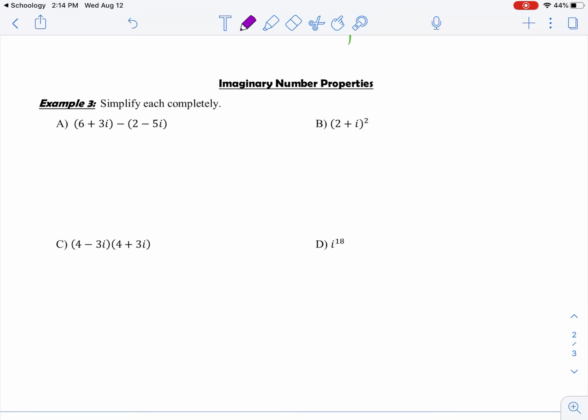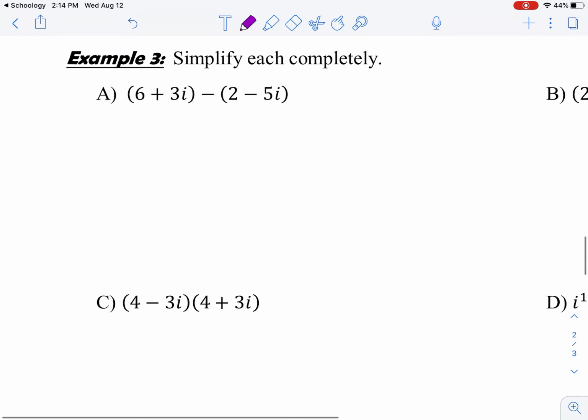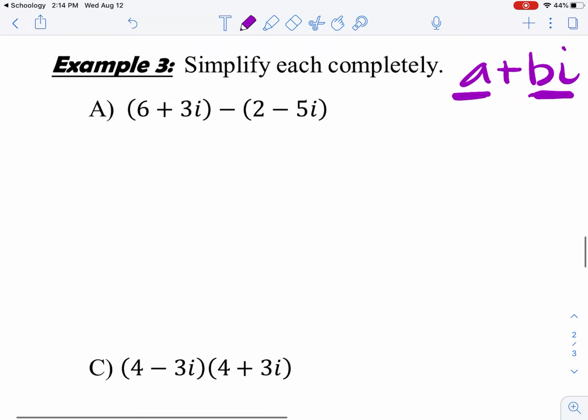All right, last but not least, we have to do imaginary properties. Imaginary numbers are in the form a plus bi, where this is the real part and this is the imaginary part of the number. All right, so simplify each completely.